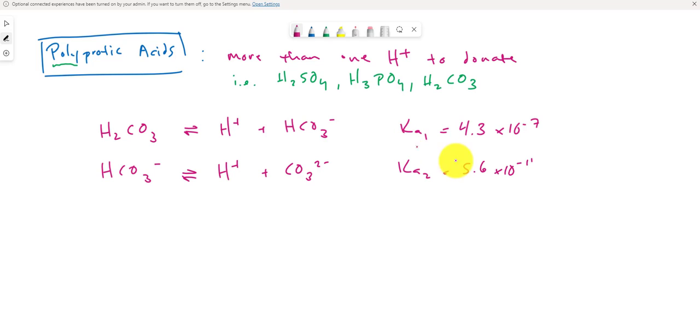So we can do a quick relative strength comparison and see that Ka1 is about 4 orders of magnitude larger. 4 orders of magnitude is the same as about 10,000, so H2CO3 is about 10,000 times more acidic compared with HCO3 minus. And this is always going to be the case, not necessarily the order of magnitude difference, but the first Ka will always be larger than the second, always. That has to be true because you have to want to get rid of the first proton more than the second one, sort of by definition.